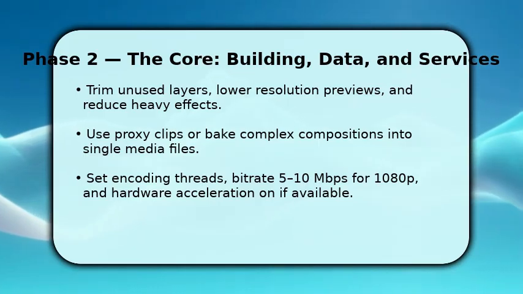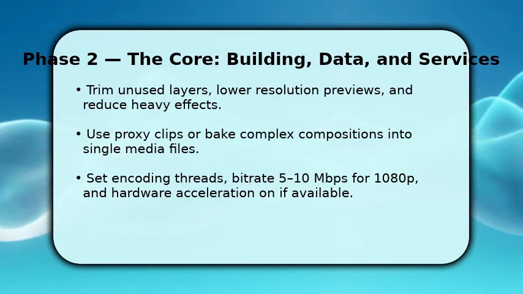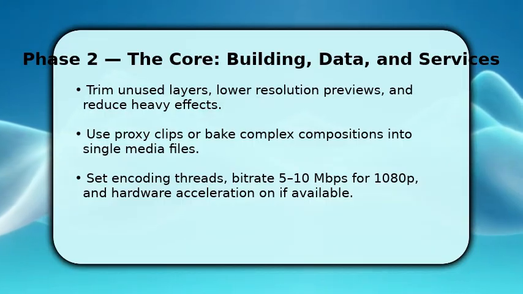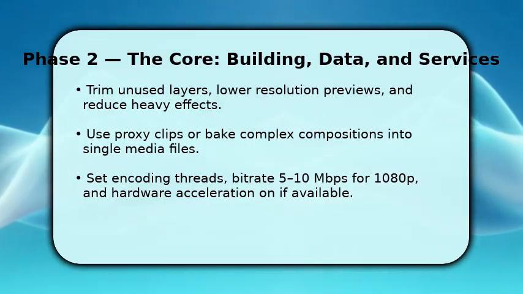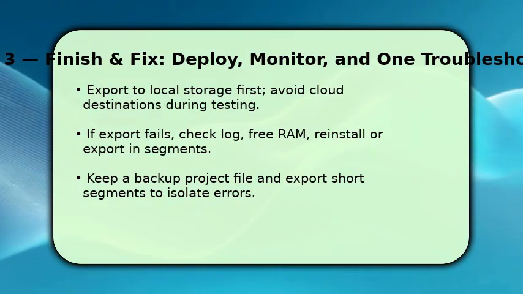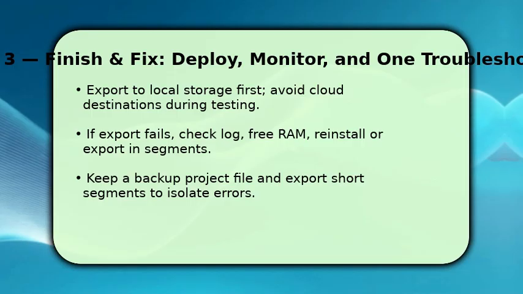Choose a conservative bitrate, 5 to 10 Mbps for 1080p, and enable hardware acceleration if your device supports it. These steps reduce encoding errors and timeouts, so exports complete reliably instead of failing mid-process. Start the final export to local storage and watch device temperature and RAM. Exporting to cloud can introduce network failures, so avoid that during tests.